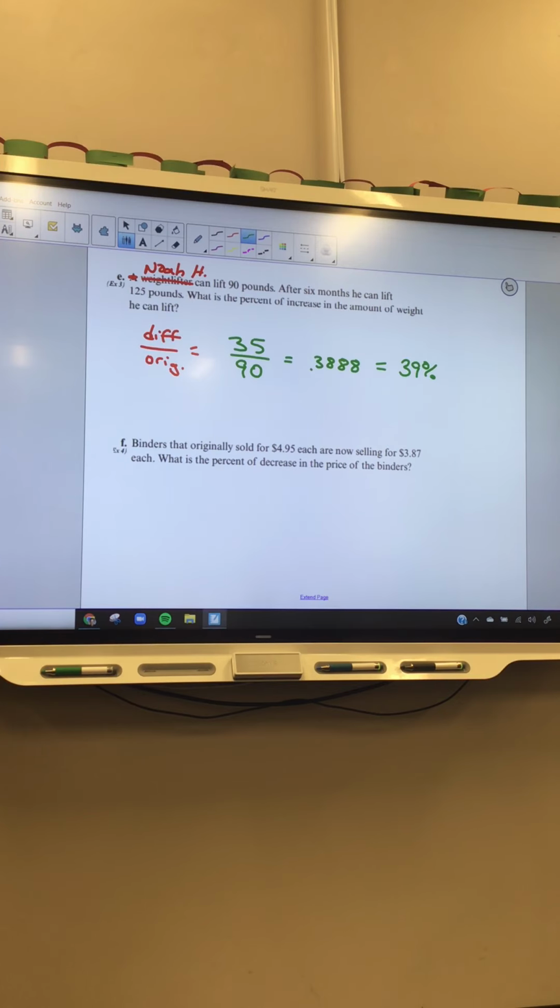Okay, try one on the bottom. Binders that originally sold for $4.95 each are now selling for $3.87. It's the rollback deal at Walmart, I guess. What's the percent of decrease in the price of the binders? In other words, is it 20% off? Is it 35% off? Okay, I'll let you work on that one and see if we can get this without any help.